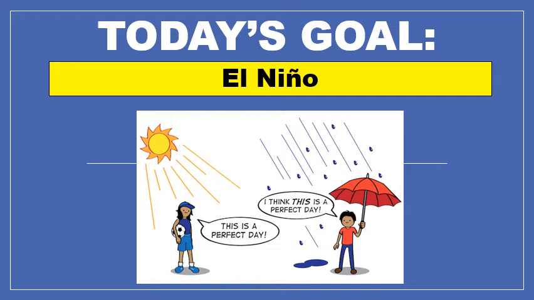And I got a picture of 2 kids. One kid is in the sun, the girl is in the sun, and the boy is in the rain. And we're talking about El Niño here, so I think we're going to see that El Niño causes rain.